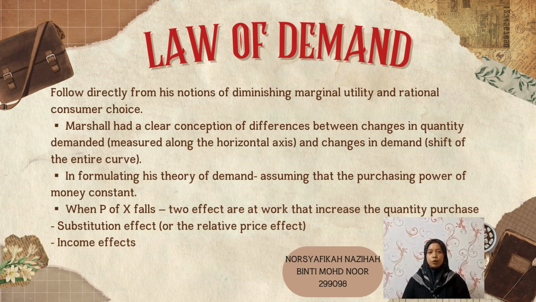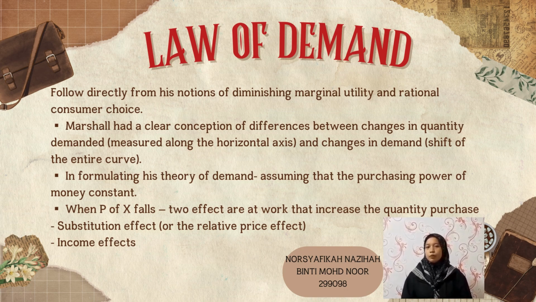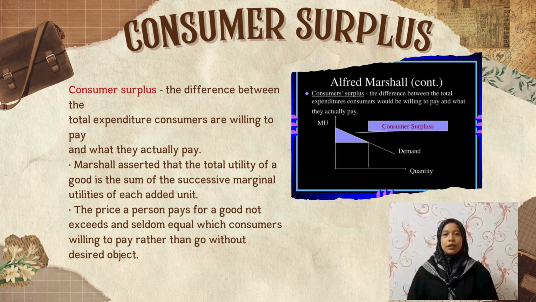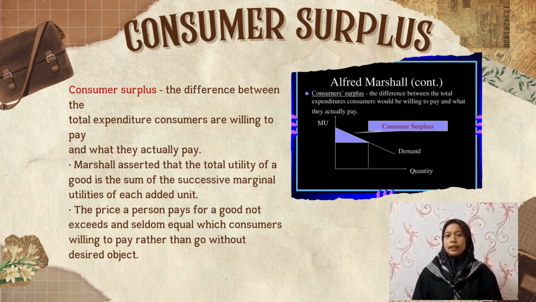Based on his theory of demand, he assumed that the purchasing power of money is constant. For example, when P of X falls, two effects work to increase the quantity purchased: the substitution effect and the income effect. Consumer surplus is the difference between the total expenditure consumers are willing to pay and what they need to actually pay.